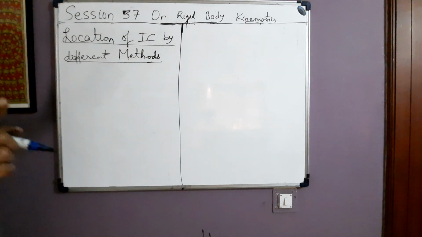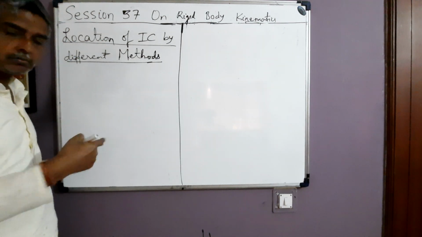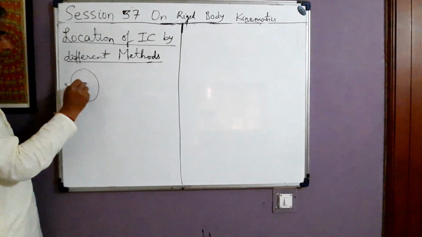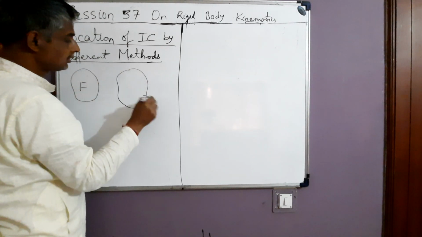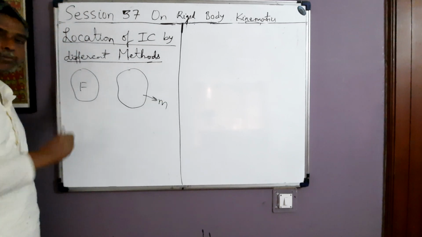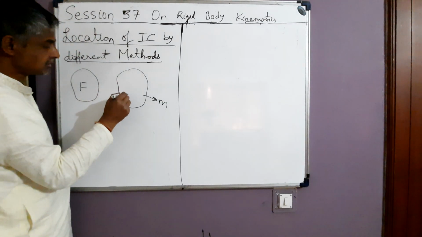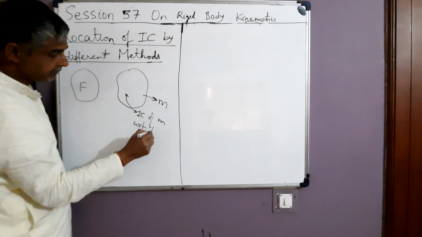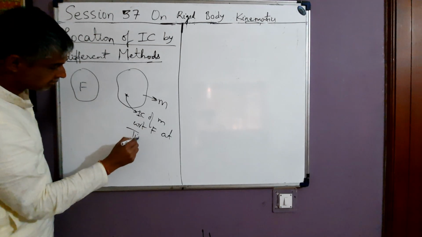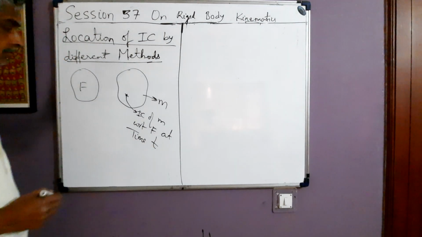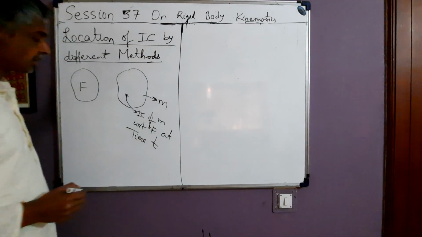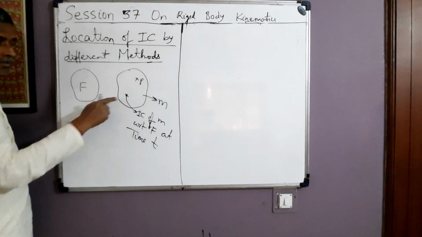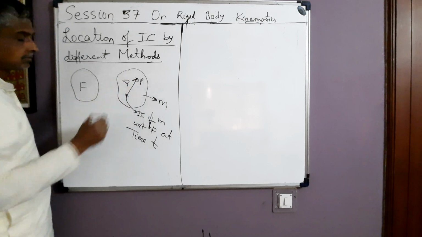Before going ahead, one thing I would like to restate. This is the frame of reference F. This is a rotating rigid body M in plane motion with respect to F. Suppose this is the IC of M with respect to F at time t. This is some point P in the same plane as the IC. This is the vector R.